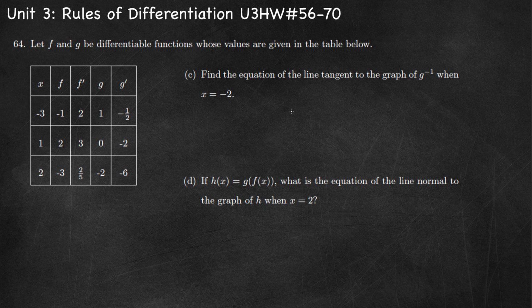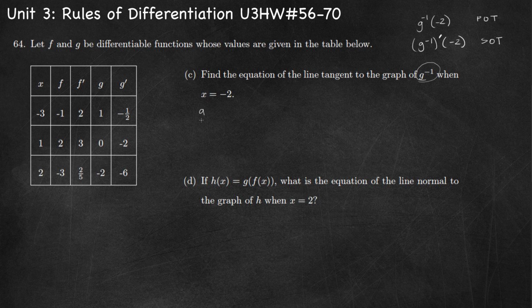Part C, find the equation of the line tangent to the graph of g inverse when x equals -2. So I want the tangent line to the graph of g inverse. And to get the equation of the tangent line, I need to find two things. I need the slope and I need the point of tangency when x is -2. So I need to find g inverse of -2, and I need to find g inverse prime of -2. Okay, g inverse prime of -2 gives me the slope of my tangent line, and g inverse of -2 is going to give me the point of tangency.